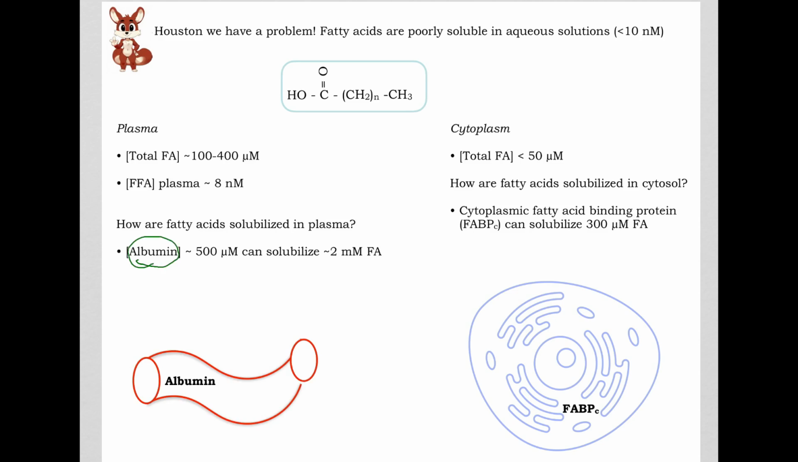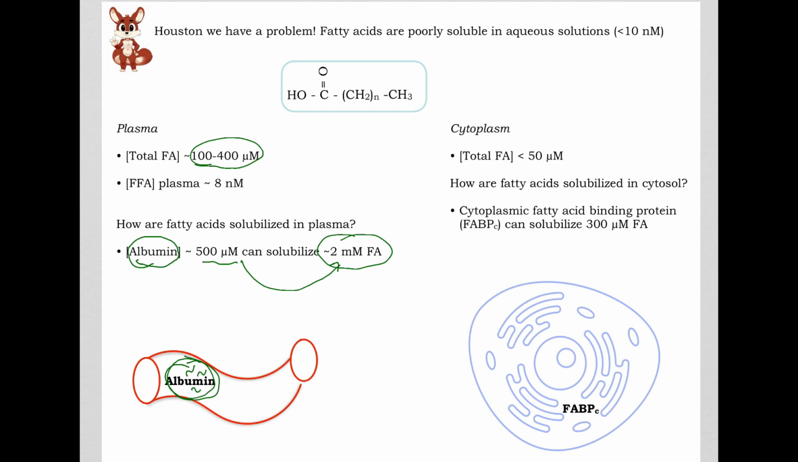Albumin can bind fatty acids. Albumin is very water soluble, and when the fatty acid binds to the albumin, the whole complex is still very water soluble. So proteins such as albumin, and we have quite a bit of albumin in our bloodstream, can solubilize fatty acids. In fact, the amount of albumin we have can solubilize up to 2 millimolar fatty acids. And you can see the concentration of fatty acids is much less than that. So that's a strategy that the body uses quite often.